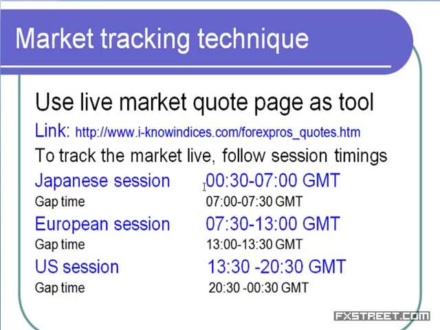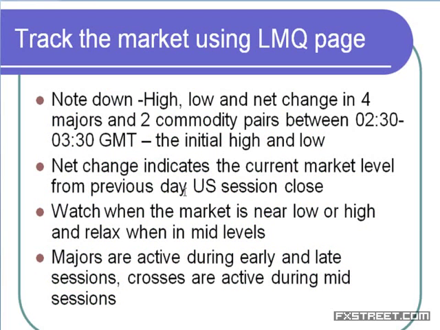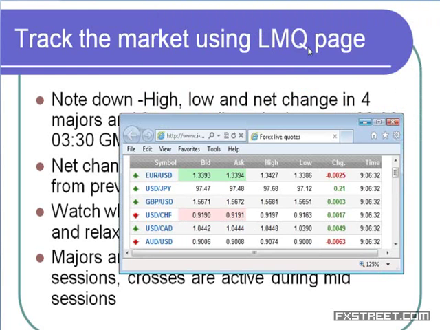So for that, we need to know the market timing to start with. Then we need to find out what type of moves they are doing in the market. Before going to the type of moves, we use the live market code page. This is the live market code page, and the link, I'll give it in the chat window. If you want, you can save it.